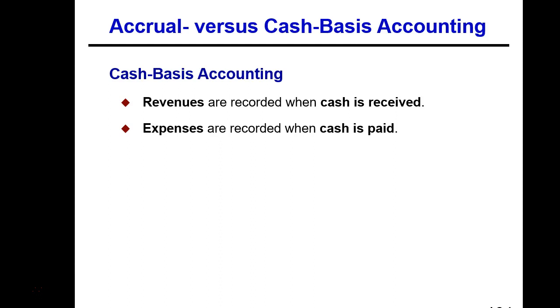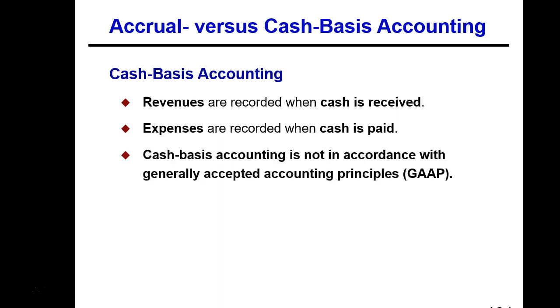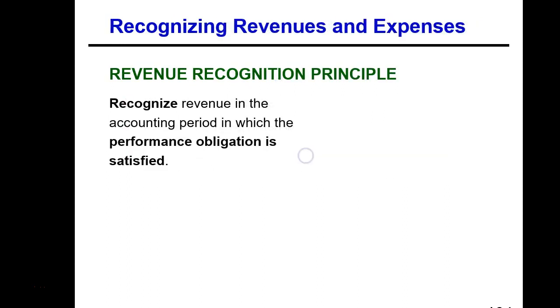Now, if you are a sole proprietorship, you may use the cash basis for your accounting system. But if you are a public corporation, which means you trade stock publicly, you must use the accrual basis when recording your business transactions. The cash basis is not in accordance with generally accepted accounting principles. Therefore, the cash basis is not approved for public corporations. These corporations must use GAAP principles when recording their business transactions.